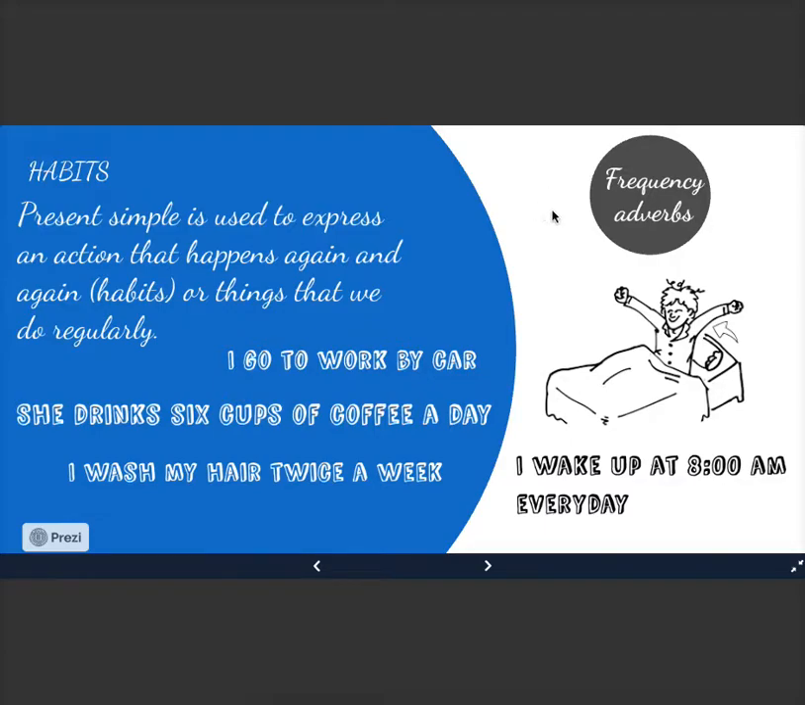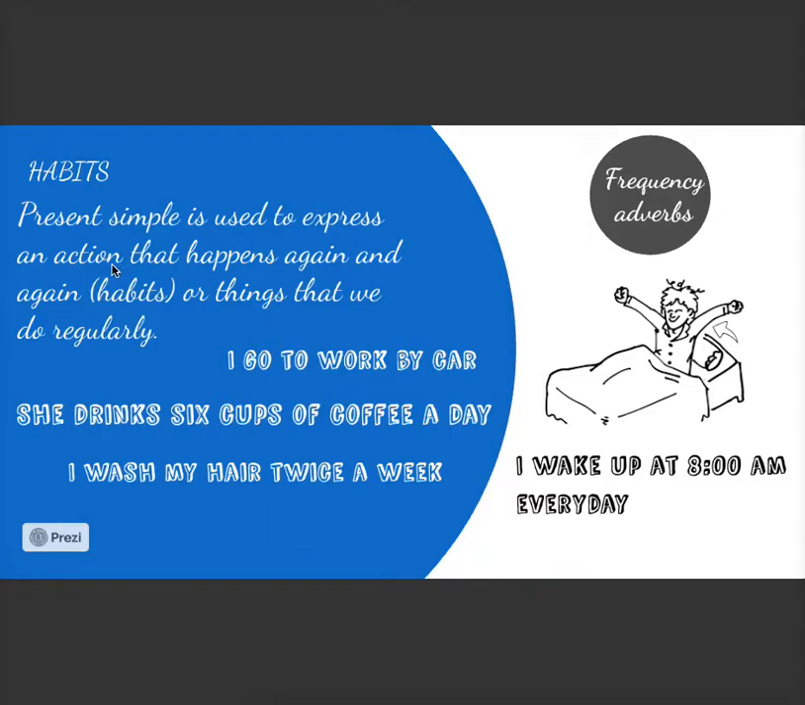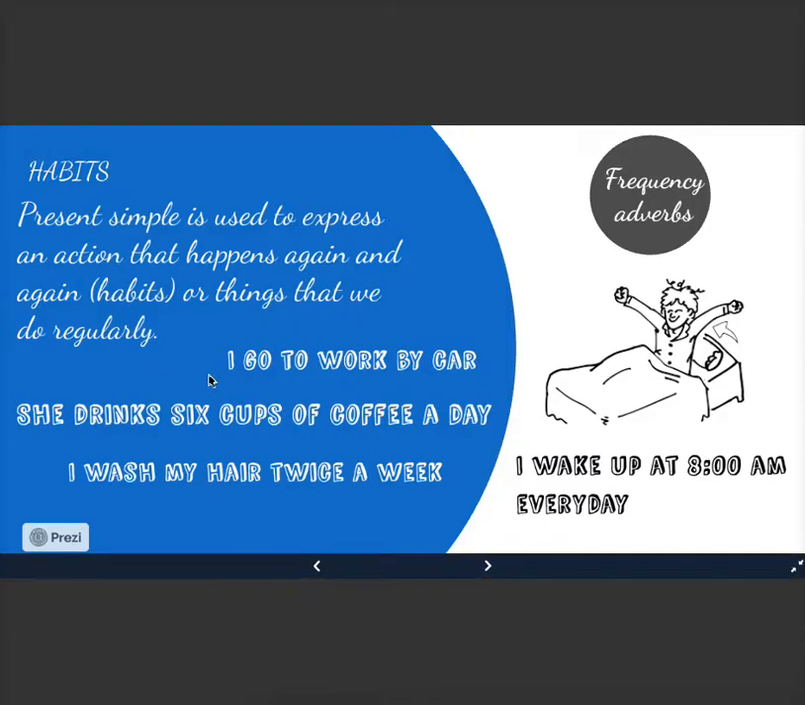Very good. So, we use the present simple, babies, as I was telling you, to express an action that happens over and over and over again. Something that we usually do, algo que hacemos usualmente, algo que repetimos constantemente, hábitos. So, let's check these examples. Sari, can you please continue? Go with the first one.